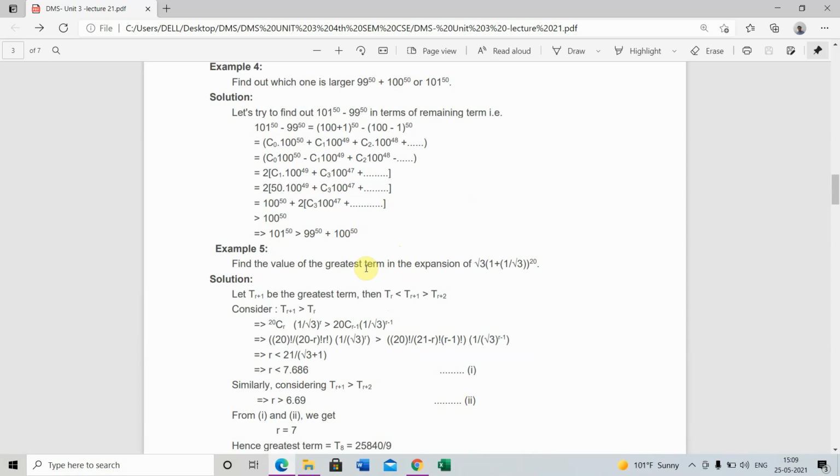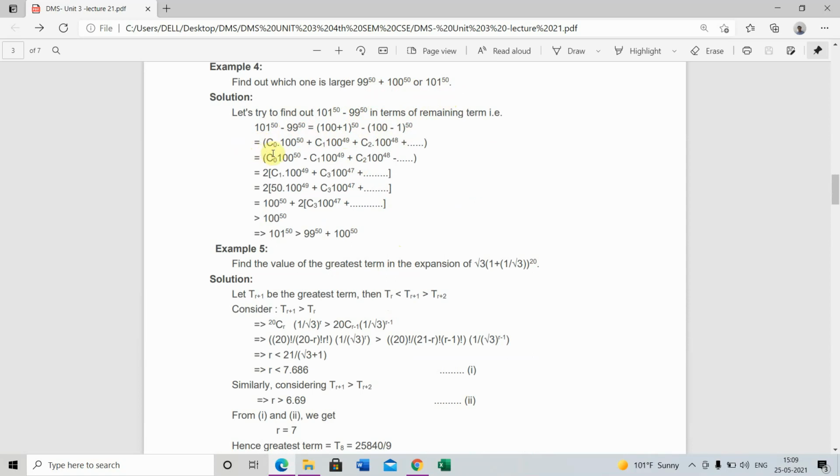Next example. Find out which one is larger: 99^50 + 100^50 or 101^50. Solution. Let's try to find 101^50 minus 99^50 in terms of the remaining terms. 101^50 minus 99^50 equals (100 + 1)^50 minus (100 − 1)^50.